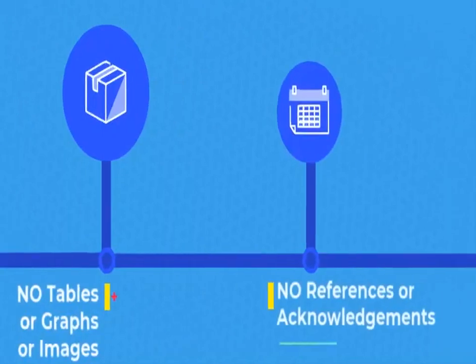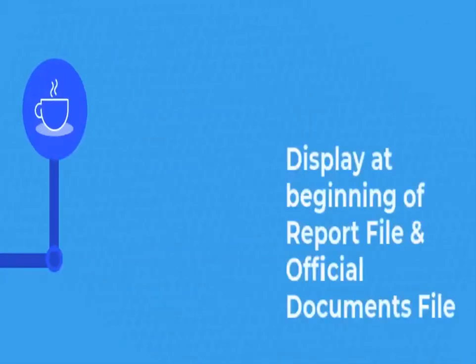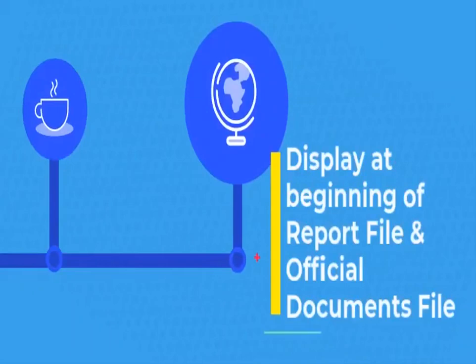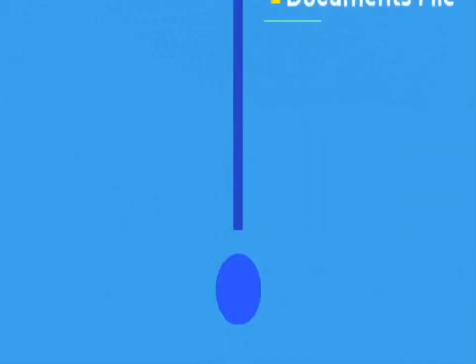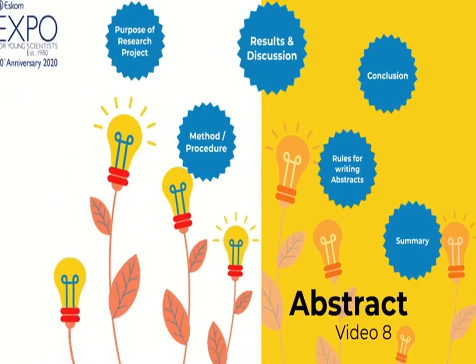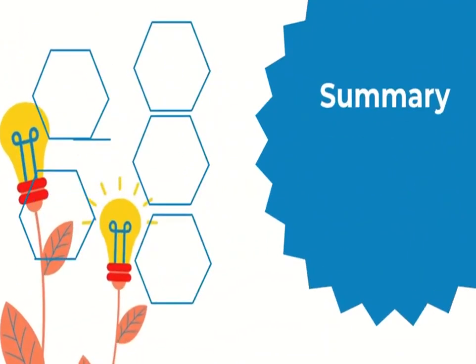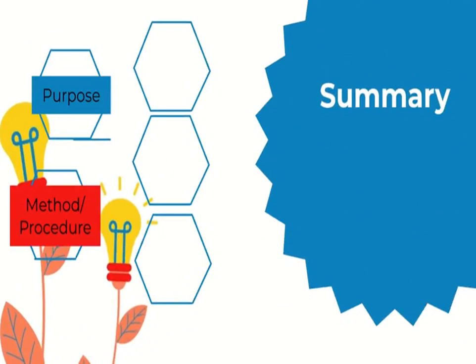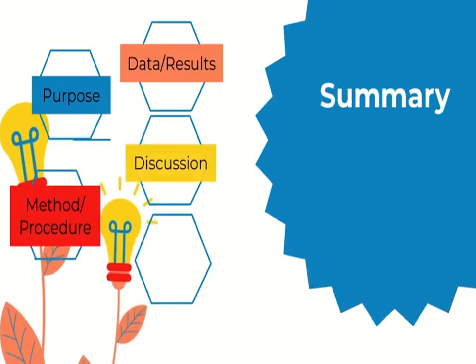Please note that your abstract must be displayed at the beginning of your report file, as well as in your official documents file. Let's summarize. When you write your abstract, you must include the purpose, the method or procedure, the results, discussion, and conclusion. Remember, your abstract must catch the attention and interest of the reader because after reading your abstract, the reader will decide whether to carry on reading your report. So try your best to keep the reader interested.